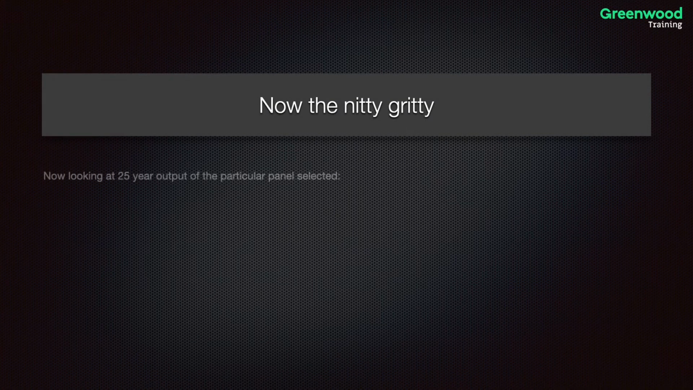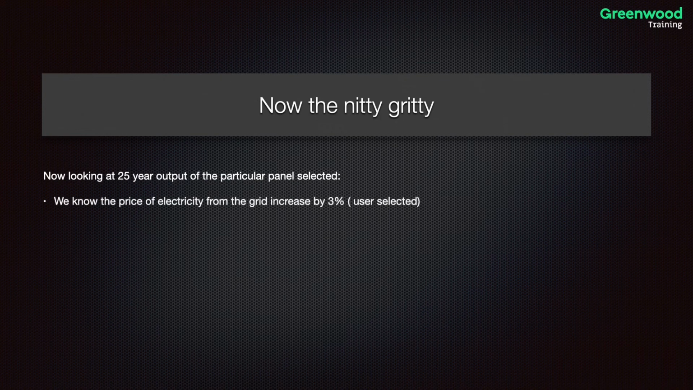Now looking at the 25-year output of the particular panel selected, we know the price of electricity from the grid increases by 3%, and this is user selected. The price of electricity exported stays the same, and in reality will go down. The output of the panels decreases every year. So we need to set up a table.